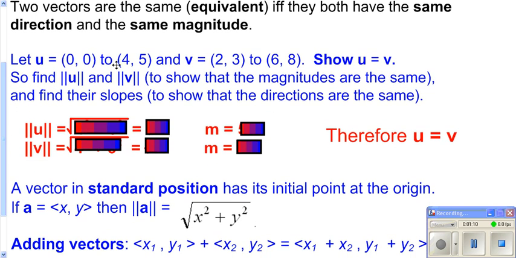So here we have two vectors. It's starting at 0, 0, going to 4, 5. Here we have a second vector starting at 2, 3, going to the point of 6, 8. We want to show that the u and v are equal. So we've got to find their magnitudes, and that's what the double bars mean. And we're going to find our angles by looking at their slopes.